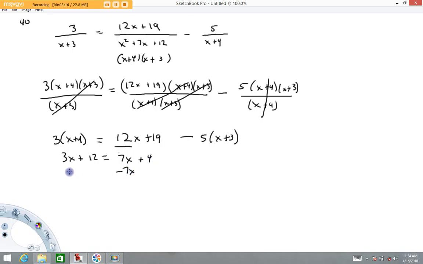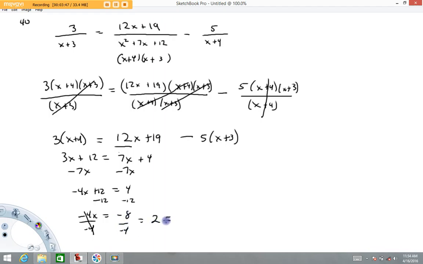Let's move the 7x to the left by subtracting it from both sides. So now we're going to have negative 4x plus 12 equals 4. Let's then subtract 12 from both sides, and now we're going to have negative 4x equals negative 8. Last step is to divide both sides by negative 4, and we get 2 out of that. Minus over minus is plus, and 8 over 4 is 2.